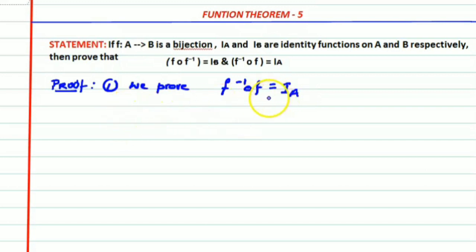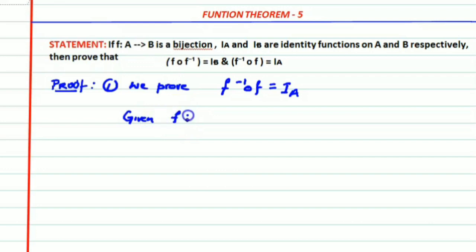Since two functions are equal, according to the definition of equality of two functions, when we say that two functions are equal, it means f inverse circle f and I_A must be defined on the same domain, and for every element x in the domain, f inverse circle f of x is equal to I_A of x. Then we can write f inverse circle f is equal to I_A. This is the way of evaluating this.